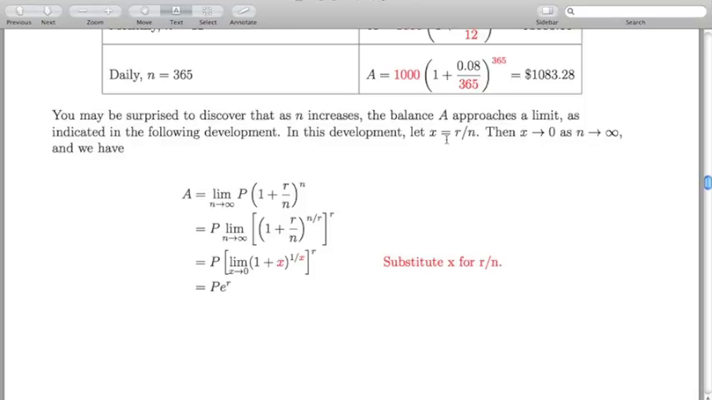So then if x is r over n, then 1 over x is going to be n over r. So that's where you have an n over r here. This r over n is x, and n over r is 1 over x. Your initial amount P does not depend on n or x. And this outside r also does not depend on n. So we can pass the limit to the inside of the function.